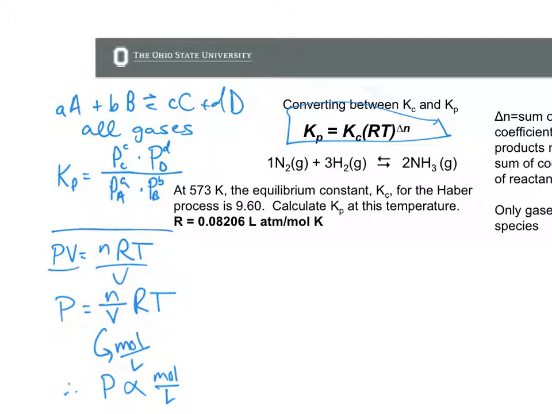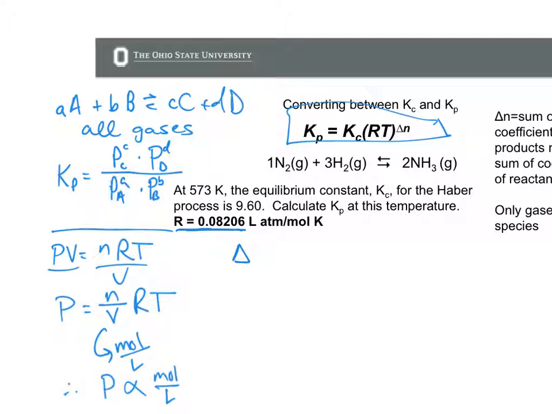And that shows up in this expression, where we can convert between K sub C and K sub P. So K sub P is equal to K sub C times, in parentheses, R times T raised to delta n. And in this case, R is 0.08206 liters times atmospheres over moles Kelvin.